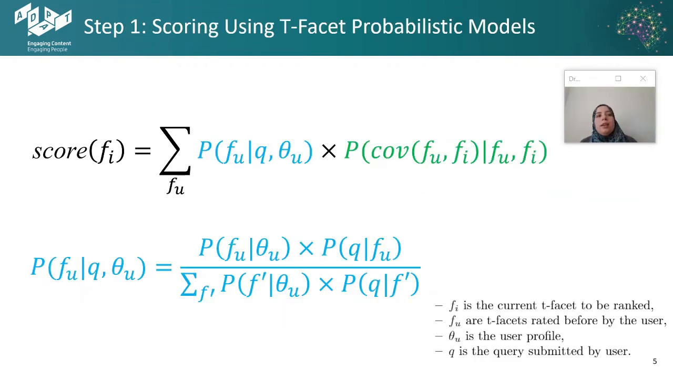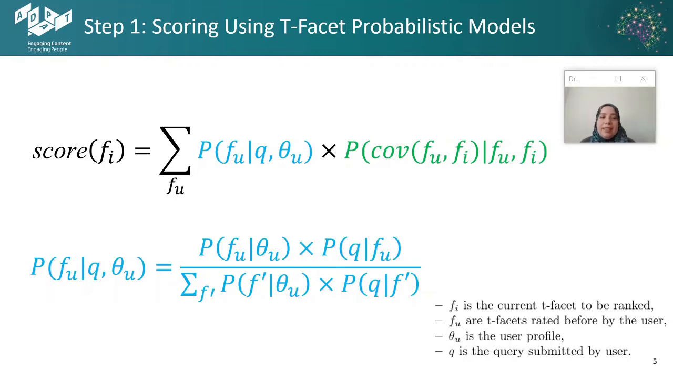For the first step, we use probabilistic models in order to generate the score for each leaf node T-facet. So the score of the current T-facet Fi is the probability that this facet matches one of the facets existing in user profiles. By this, we mean a facet that was rated previously by the user, multiplied by the probability that this user T-facet is relevant to the query and is favored by the user.